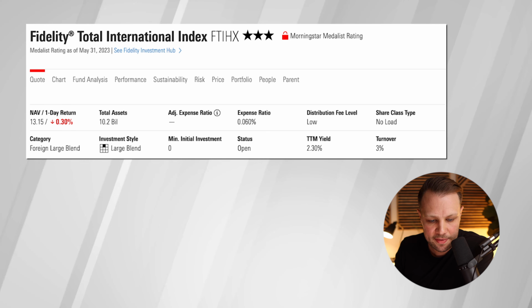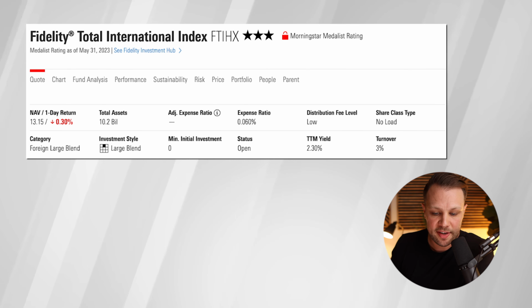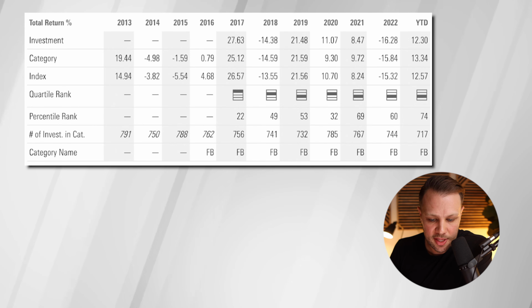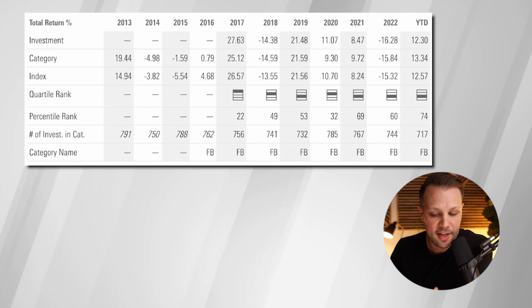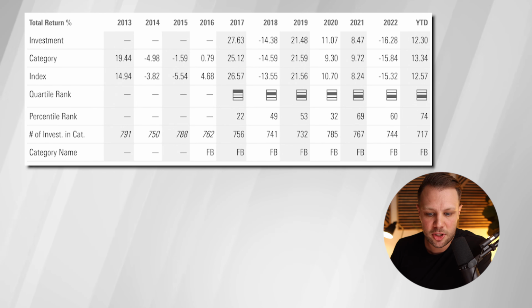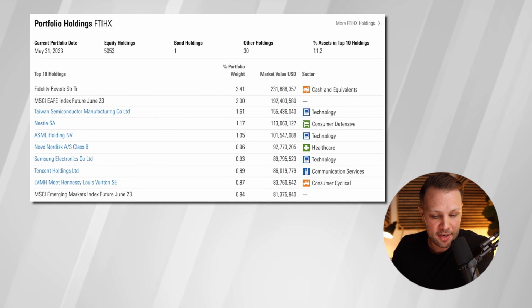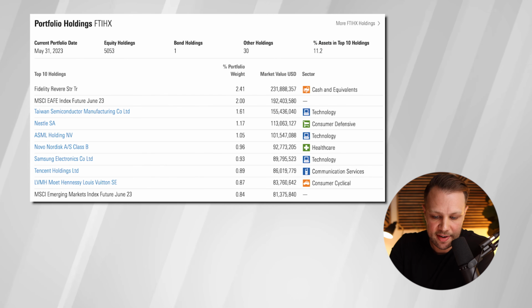Now, in the total international index, FTIHX, they have an expense ratio of 0.06%. So this has the largest gap differential, and a dividend yield of 2.3% and turnover ratio of 3%. So over time, you can see the returns on this are going to be very, very similar over the last 4 years. So 21.48% in 2019, 11.07% in 2020, 8.47% in 2021, negative 16.28% in 2022, and then year to date 12.3%. And then if you look at the top 10 holdings, they're going to be very similar. Taiwan Semiconductor, Nestle, ASML Holdings, Novo Nordisk, Samsung, Tencent, and then LVMH are all held inside of this one as well.